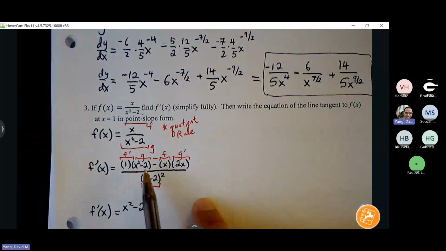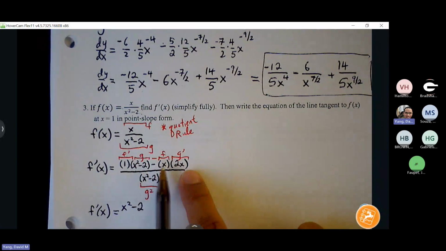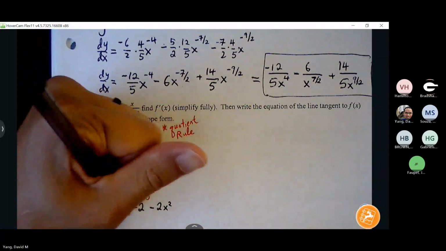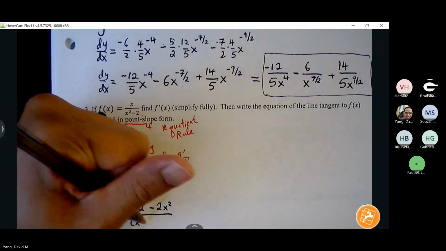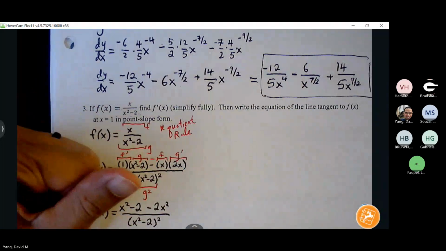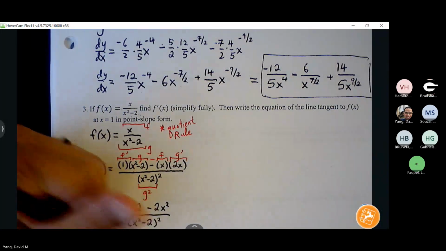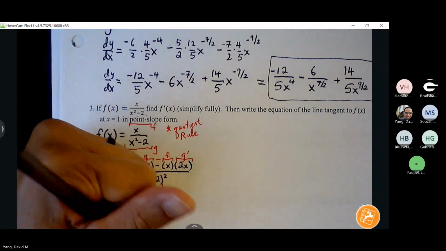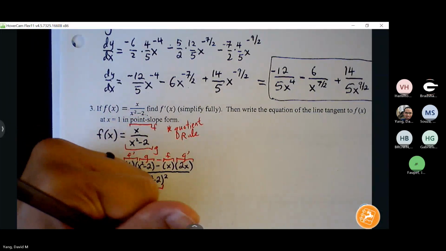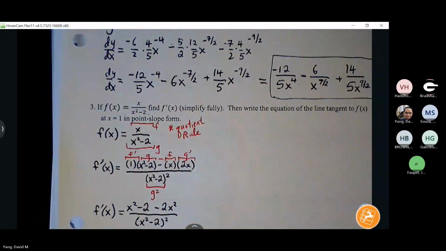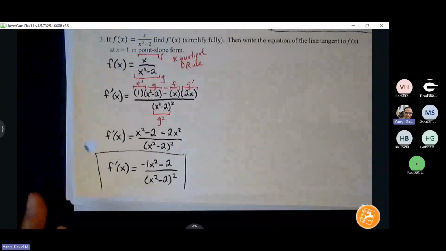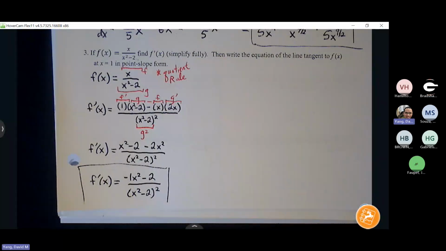Okay, so the 1 distributes, which doesn't change anything. Minus x times 2x, that's net minus 2x squared. Okay, so we haven't found the answer yet, but we have all the tools that we need to get to everything that we're looking for.